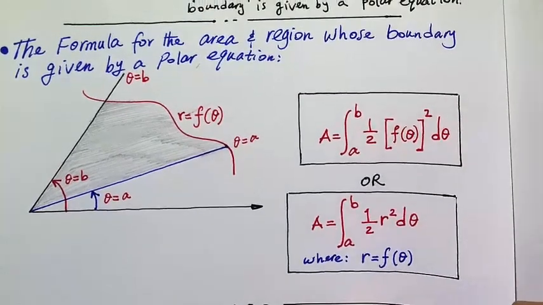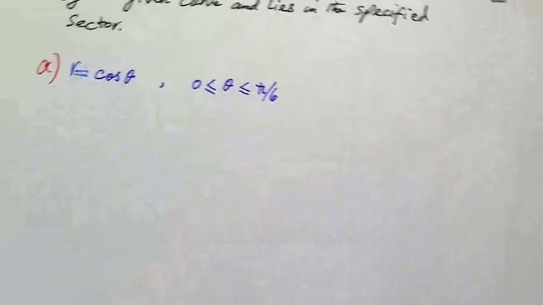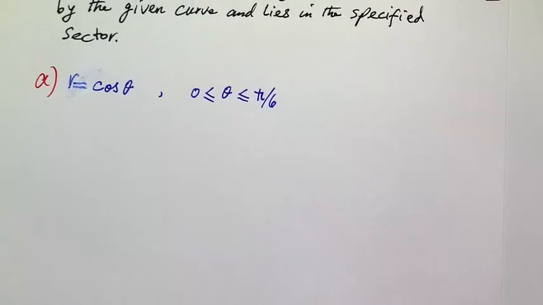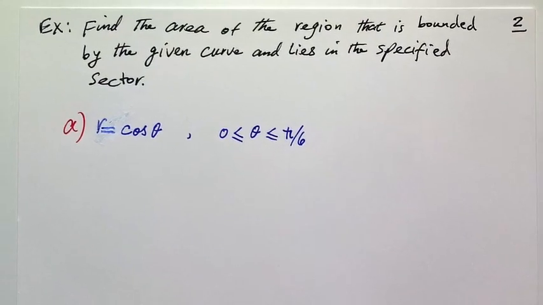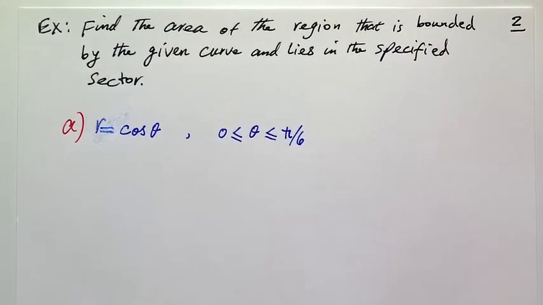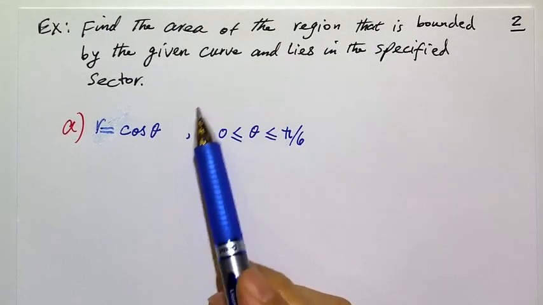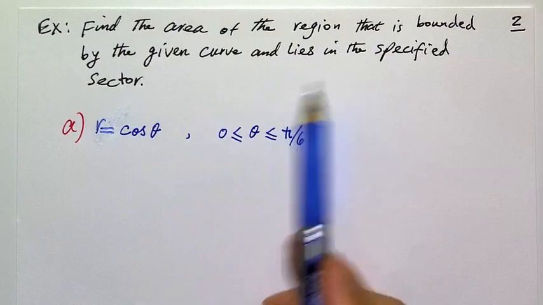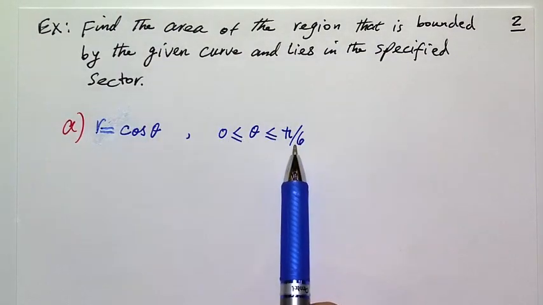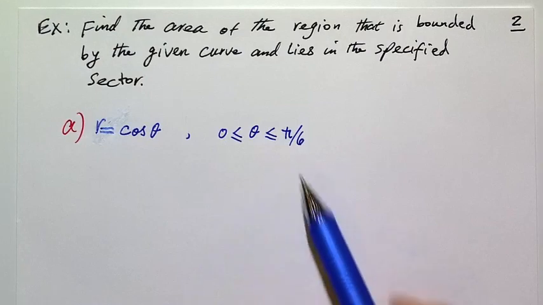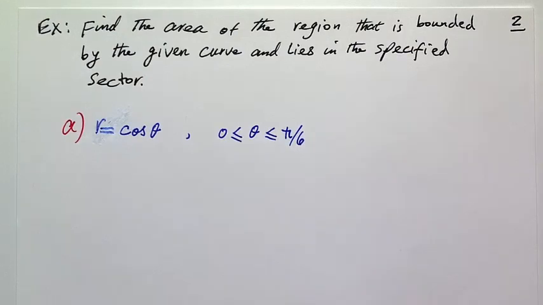Okay, having said that, let us start with a simple example. Here we are asked to find the area of the region that is bounded by the given curve and lies in the specified sector, 0 to pi over 6. Okay, so we're going to apply that formula.